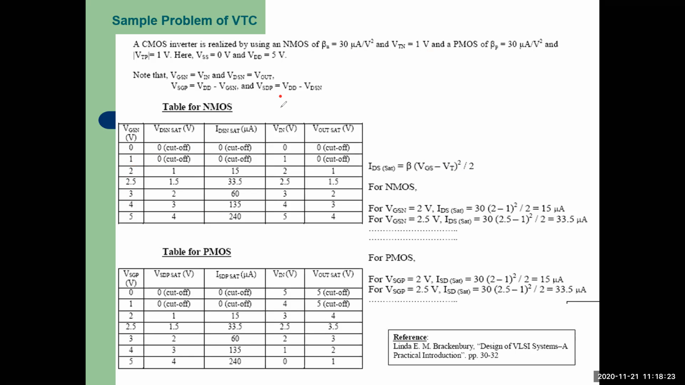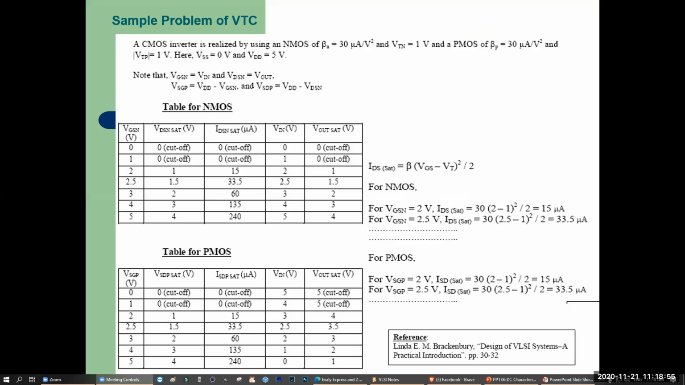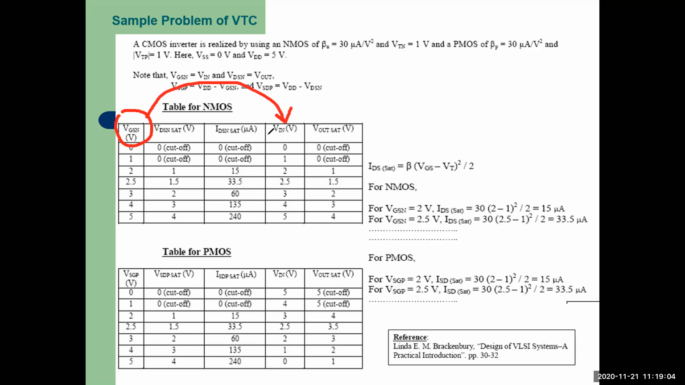Now come to the V in and V out. What is V in? Previously, I told you something like this. V in is equal to VGSN, and VDSN is equal to V out. Which one is our VGSN? This one is our VGSN. So this one will directly go to the V in, right? V in and VGSN, they are equal.